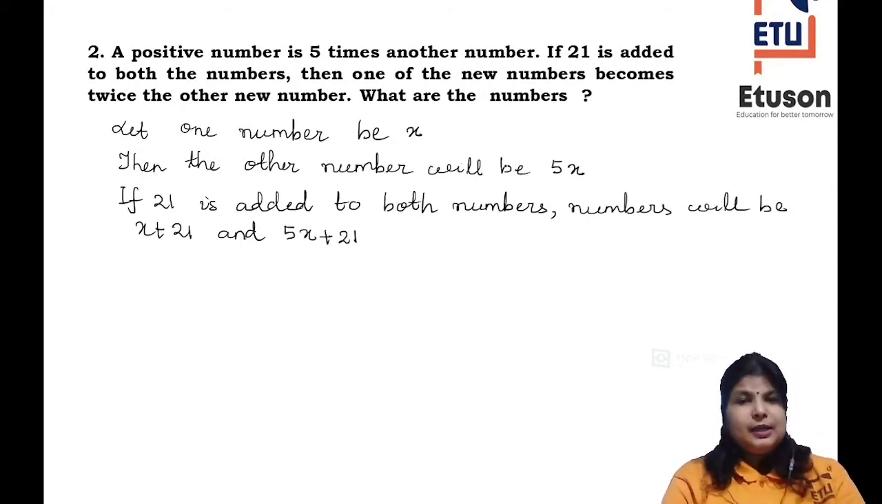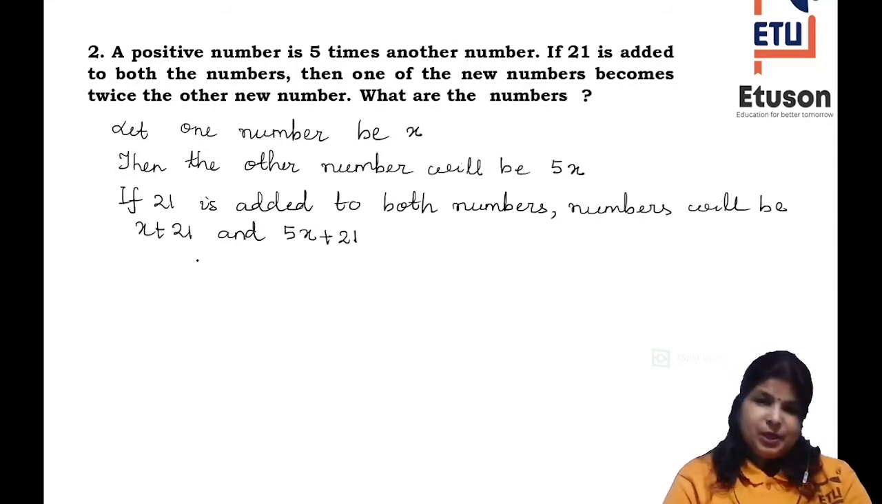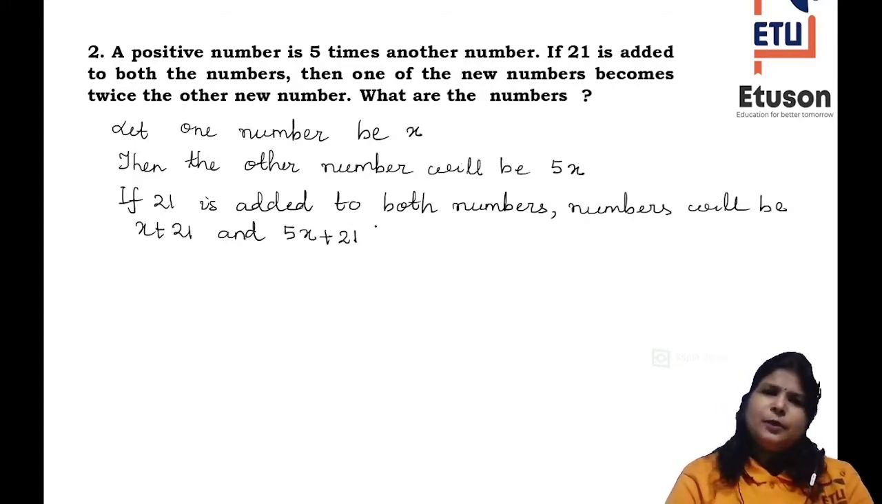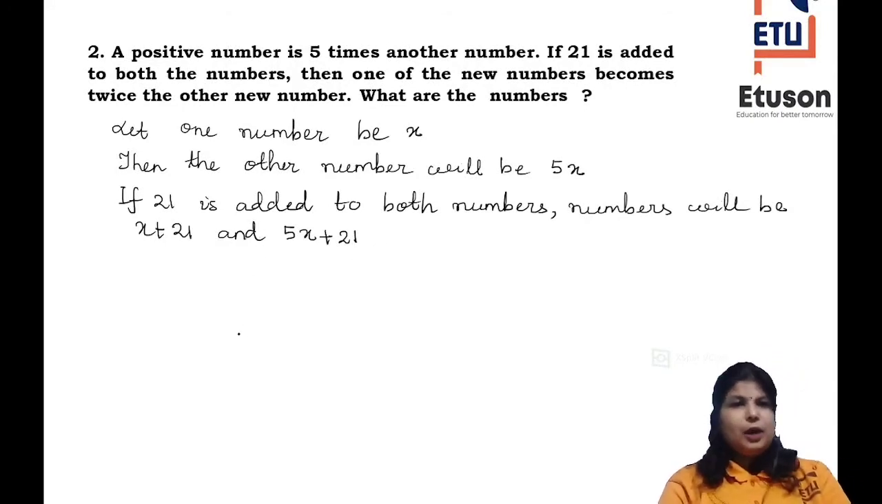So it is very clear, because the second number we have taken as 5 times the other number, so this is greater than the other number. So definitely 5x plus 21 is greater than x plus 21. Correct or not? It is common sense. Here 5x was 5 times x. So when 21 is added, does the number increase or decrease? It increases. So just as the first number increased by 21, 5x also increased by 21. So now 5x plus 21 is greater than x plus 21. Hope you have understood this.